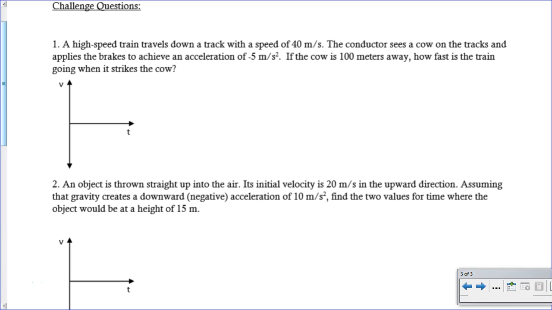So in this one, we have an initial velocity of 40 meters per second, but it doesn't actually slow all the way down to a stop. We're just slowing as we're getting closer to the cow. We know the cow is 100 meters away. So what we do here is we're going to have another one of these problems where we have multiple areas here.